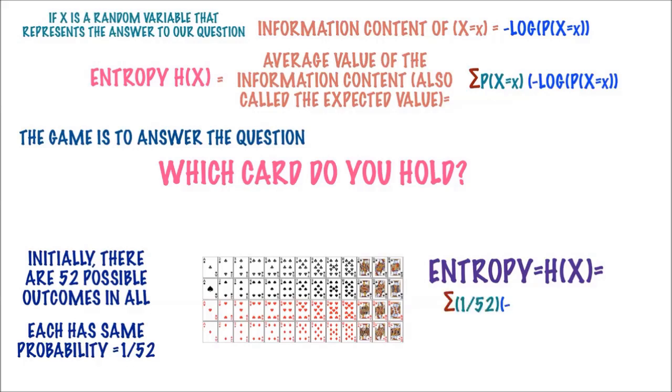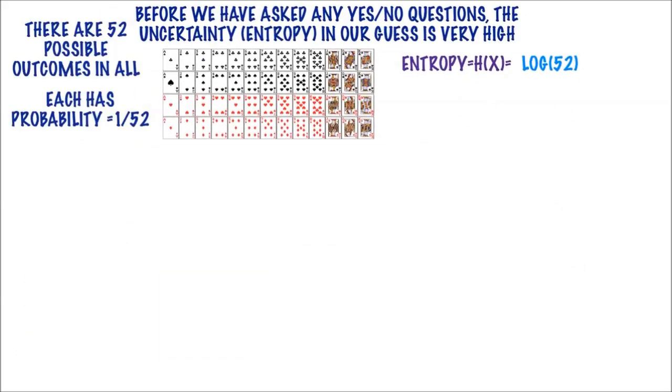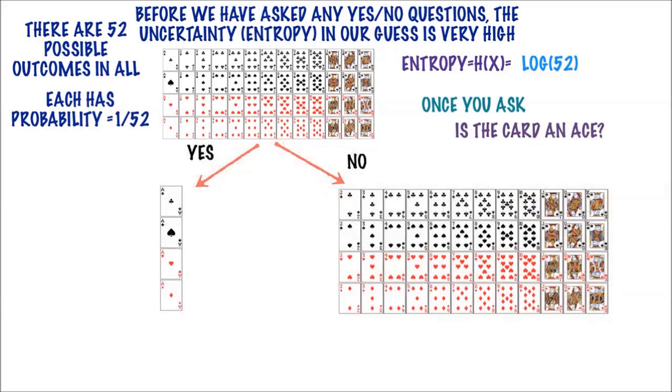If you had to calculate mathematically what the entropy is, this would be the sum of p of x multiplied by minus log p of x. Since we have 1 by 52 as the probability, this would turn out to be log 52. So at the beginning, before you've asked any yes or no questions, the entropy is very high. What happens once you ask a question? Say, for example, is the card an ace? You have two possible answers, yes and no. In both cases, the entropy has decreased.